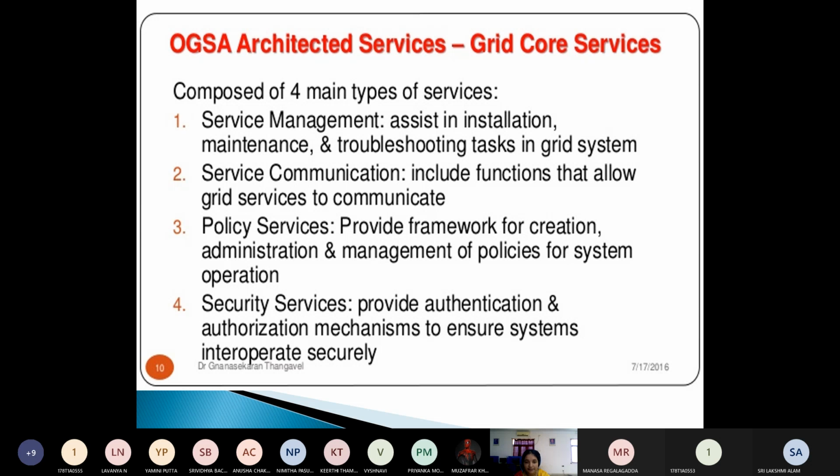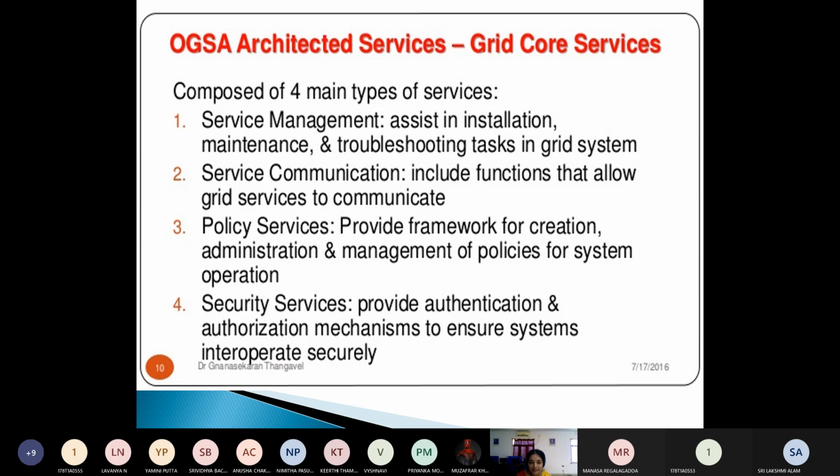The second one is service communication. It includes the functions that allow grid services to communicate. We discussed those functions previously, and we use those functions in order to communicate with the grid services. This is called service communication.